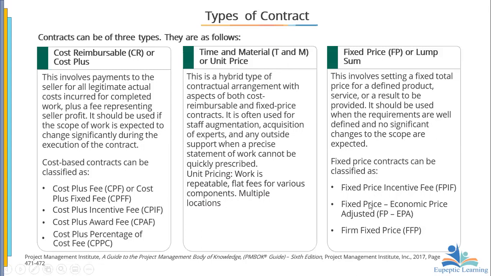Then we have what we call the fixed price economic price adjusted. Here we are taking into consideration changes that may happen in the economy, so that even though this is how much we are going to pay, the rate will change if things get better in the market. If it goes high, then we need to see how we can make the necessary adjustments so that it becomes a 50-50 for both of us. That is fixed price economic price adjusted.